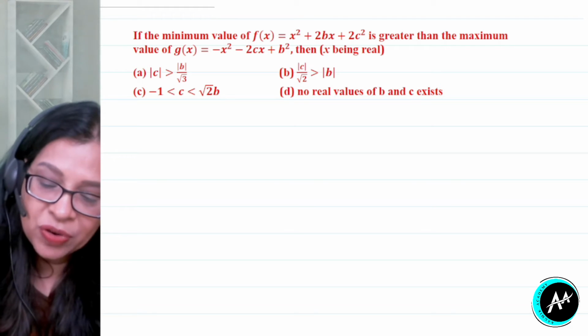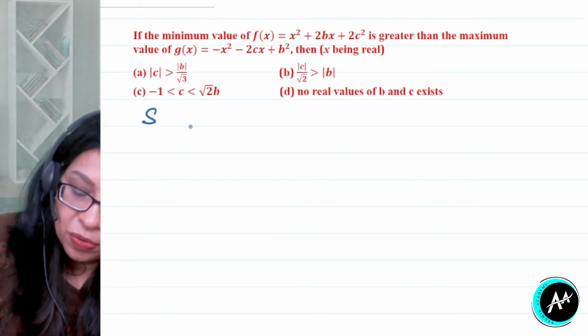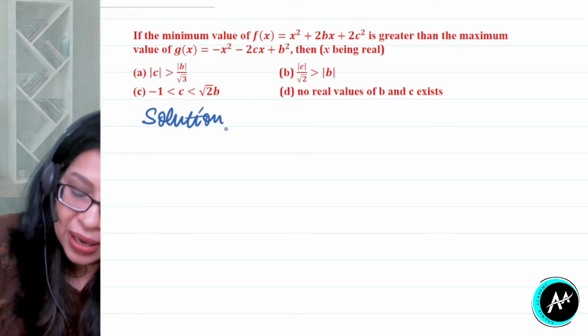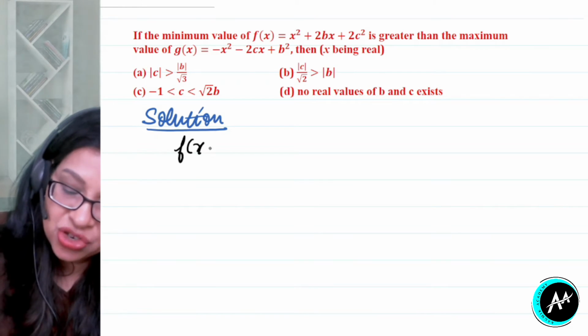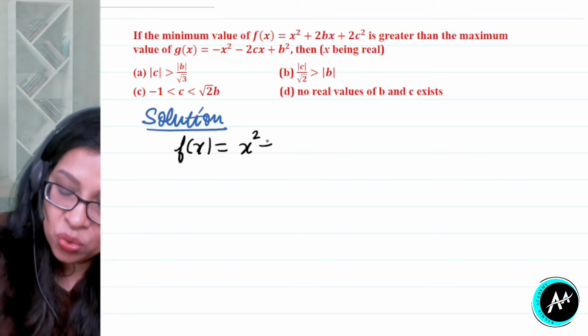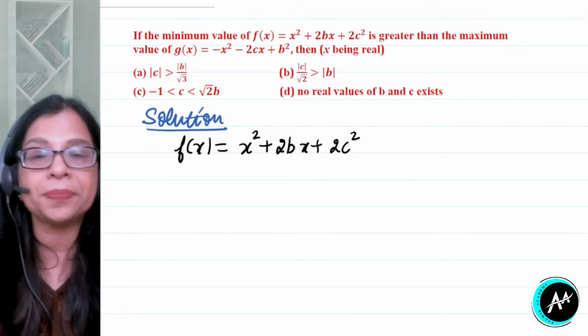Now let me first of all write the solution here. So first of all we are going to take fx. So what is fx? We have the first function fx to be x square plus 2bx plus 2c square.